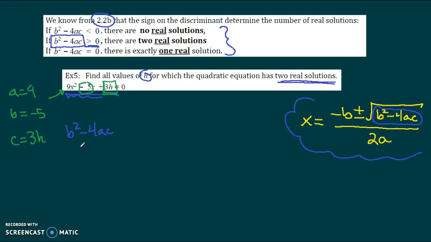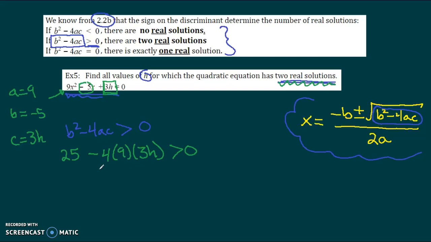With this stuff in mind, I'm going to go ahead and figure out what b squared minus 4ac is. And because I want two real solutions, I'm going to have to reach back to my Algebra 1 skills and remember how to solve inequalities. So let's do this. B squared, I'll do that in my head. B squared is 25. And I'll have to do negative 4 times a, which is 9, and times c, which is 3 times whatever h is. That all has to be more than 0.